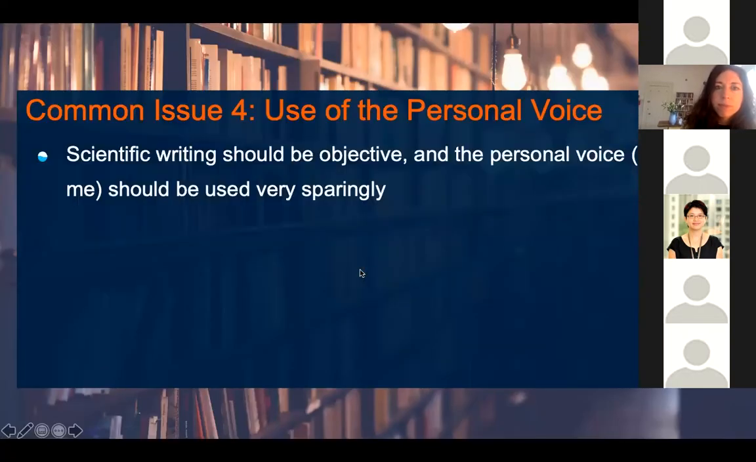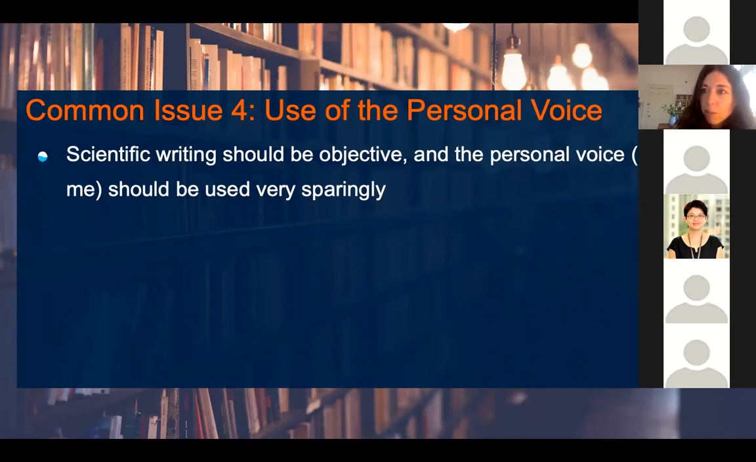Okay. Common issue 4, use of the personal voice. Now, it's not completely wrong to use the personal voice, but generally speaking, in scientific writing, it should be objective. The personal voice, for instance the use of the words I, me, my, should be used very sparingly. It's not like you can never use them, but don't say in every sentence, I think this and I think that, because that's more like something you would find in a blog or a personal piece of writing.